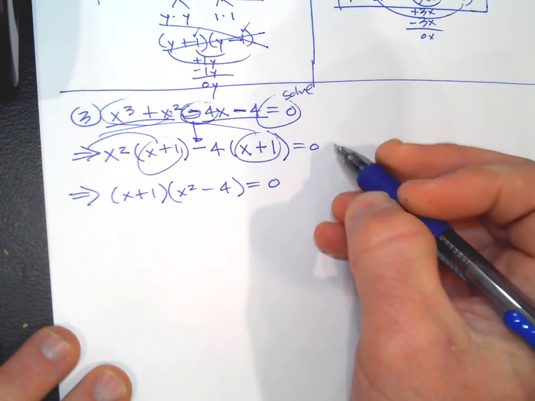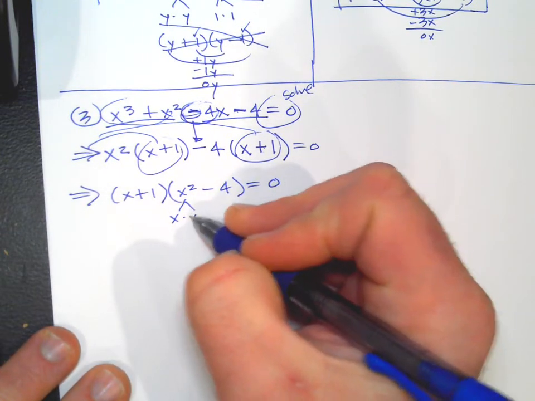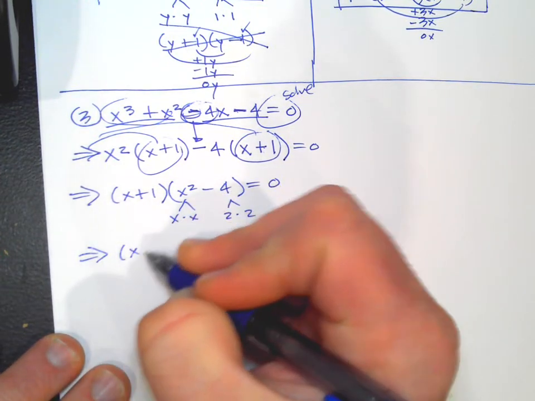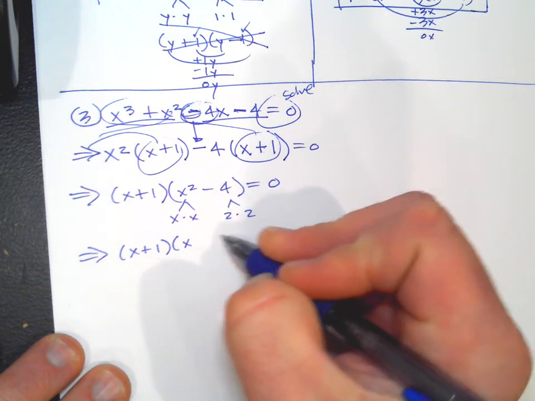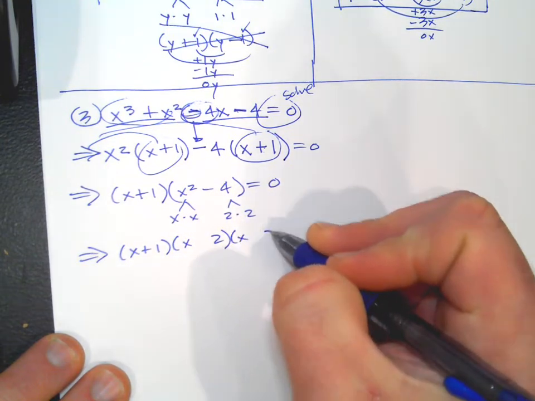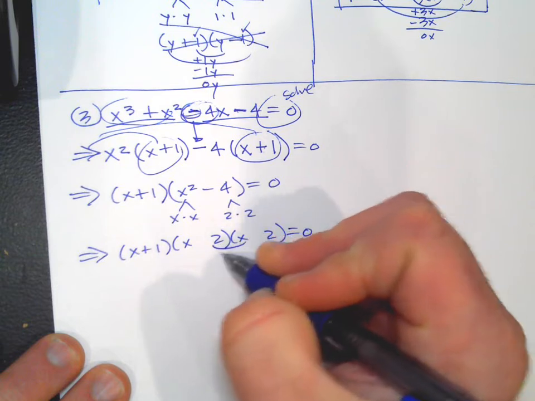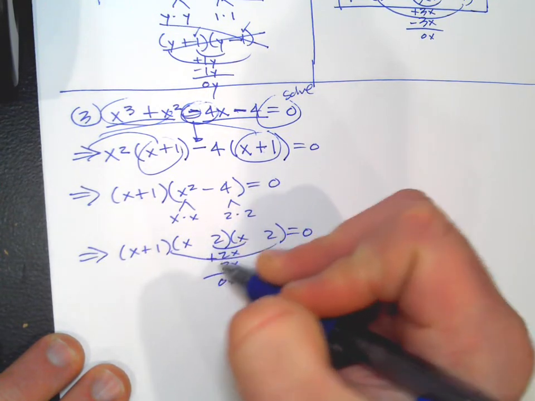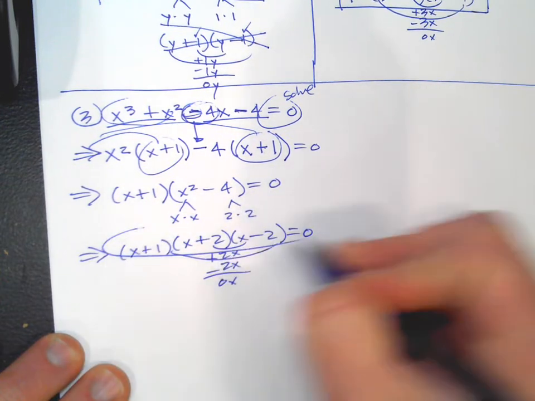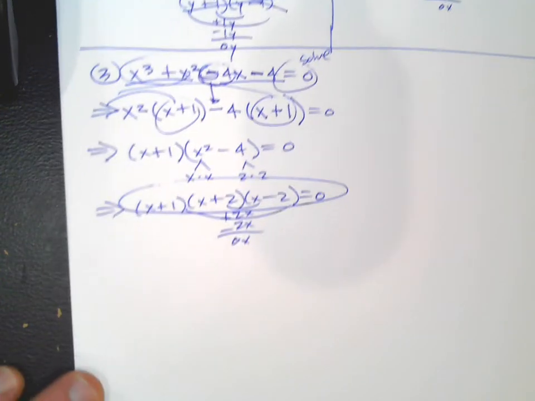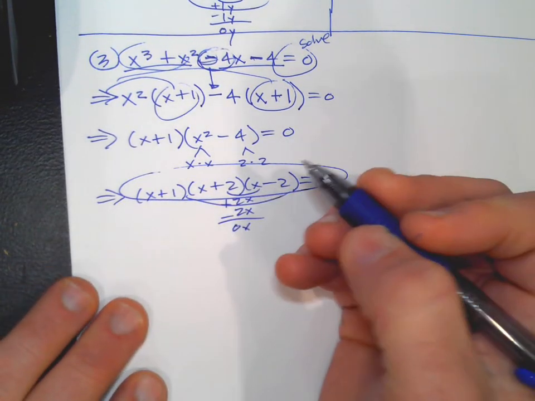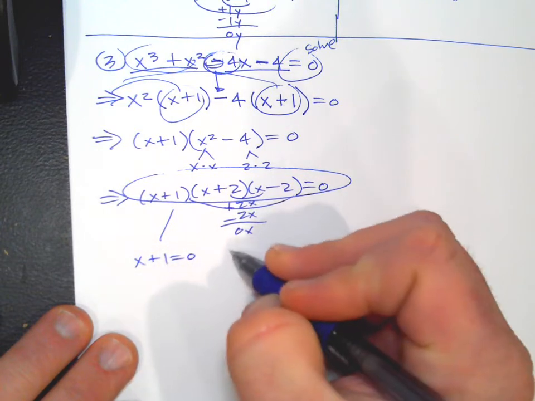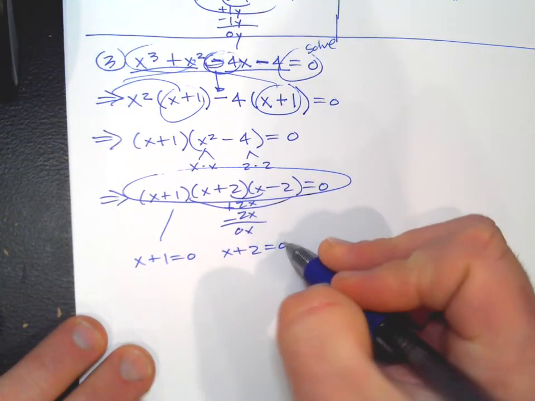Can I go further? Yes, I can. x and x, 2 and 2, difference of squares, however you want to do it. Right? 2x, 2x, needs 0x, one's positive, one's negative. So we factored it. Now you got to solve it. Solving's easy. You just set each of these equal to 0, and you solve.